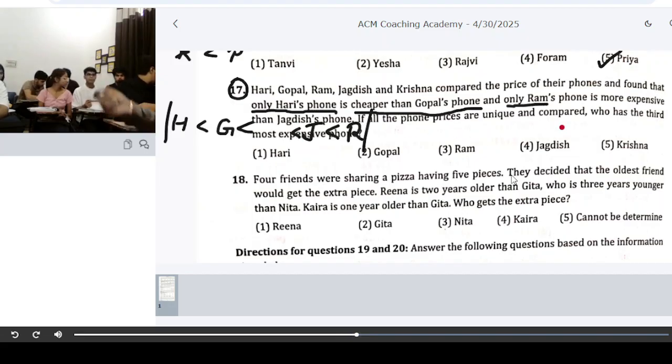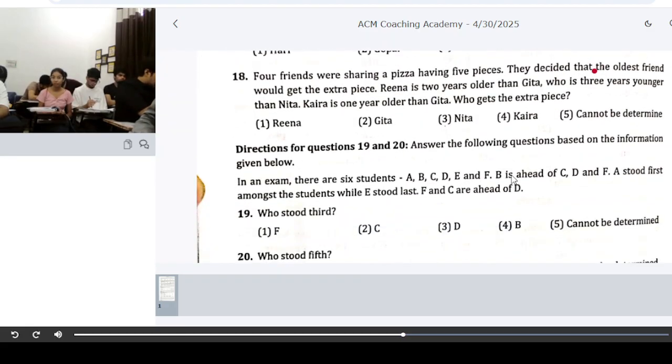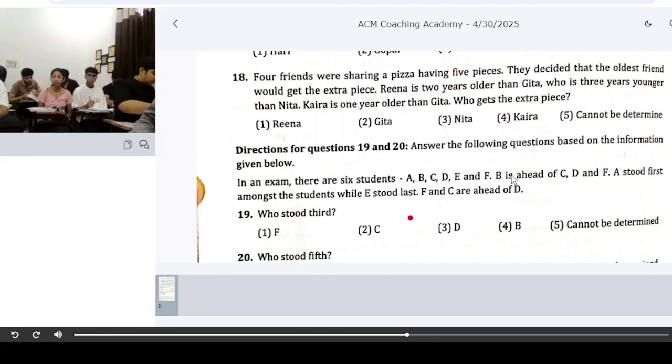If all the phone prices are unique, who was the third one? Now the third one left is Krishna. That means the third one we have is Krishna. That is the answer. That is how the topic of ordering is. You just have to understand the instructions. They have said only Hari's phone is cheaper than, and explained what only means. That is why this question was taken. Okay? Devdeep, clear? Look at the 18th one now. One more and then you guys are going to try. Let me take 2-3 more and then you're going to try.